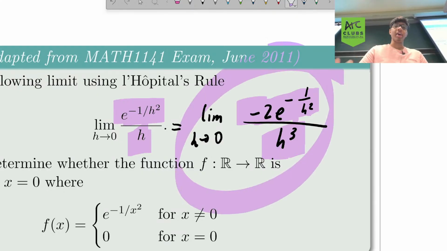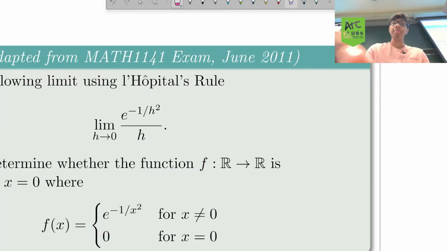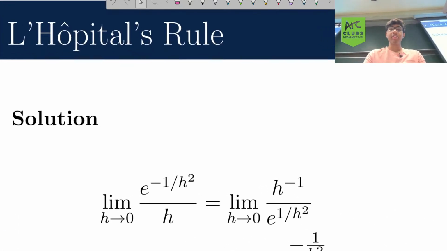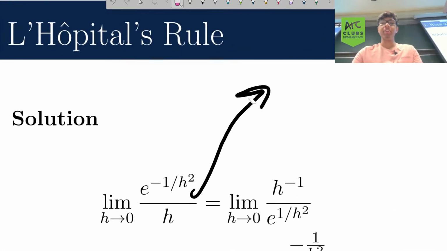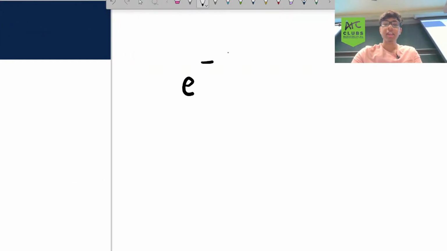So what can I do instead? Well, another neat little trick that I guess is always good to have in mind when you're doing L'Hopital's rule is what if I change how this fraction works? So we can see here, instead, let's take my e to the negative 1 on h squared on h.